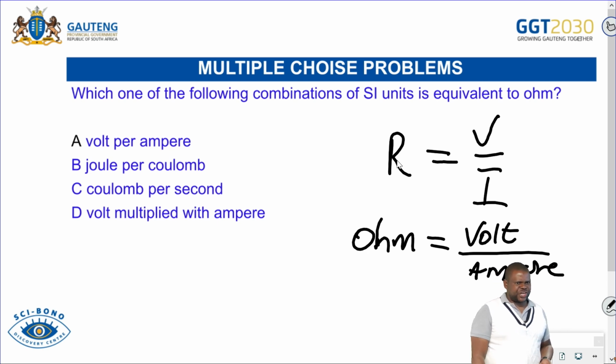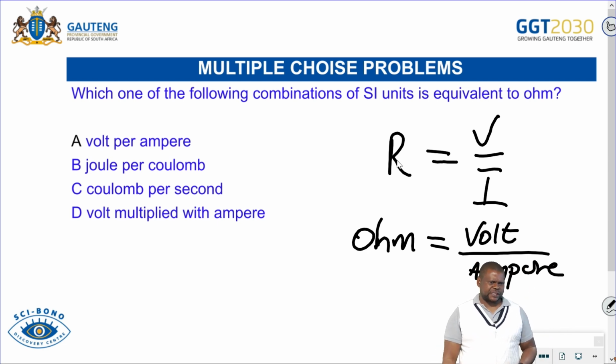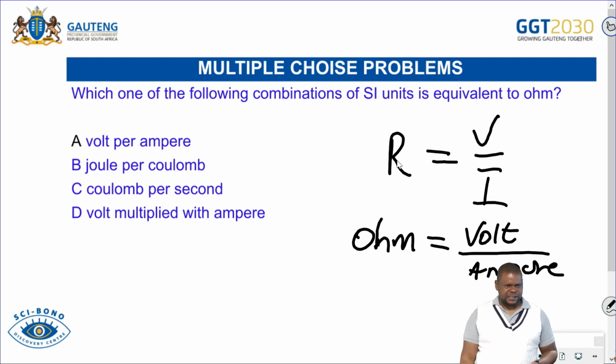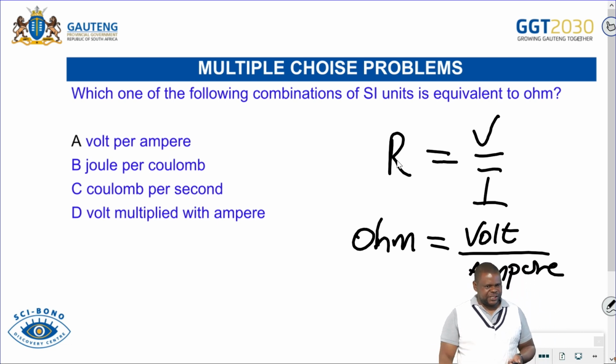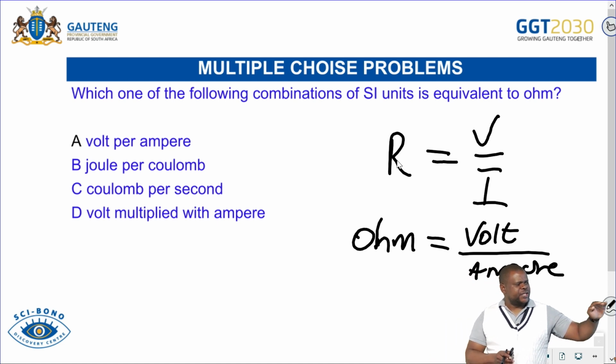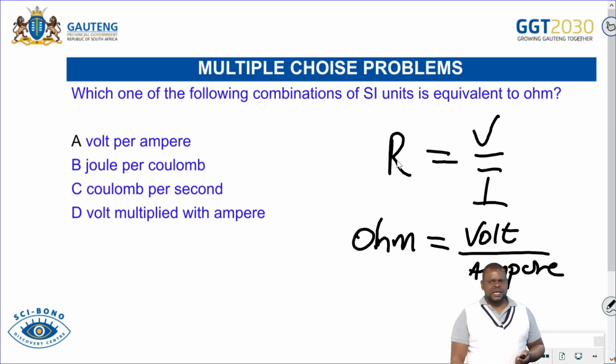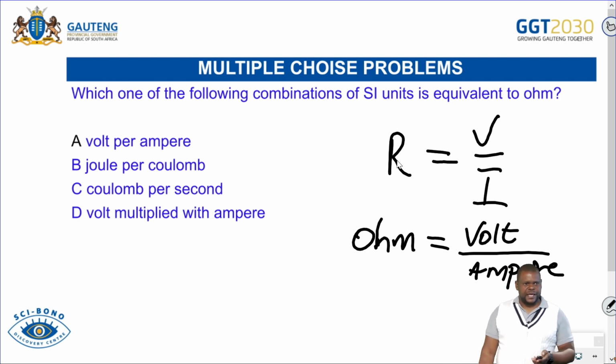And then we check which one is correct. Is it A, volts per ampere? Is it B, joules per coulomb? Is it C, coulomb per second? Is it D, volts multiplied by ampere? But when we check here, it tells us it is volts divided by ampere, which gives us the correct answer to be A, grade 11s.